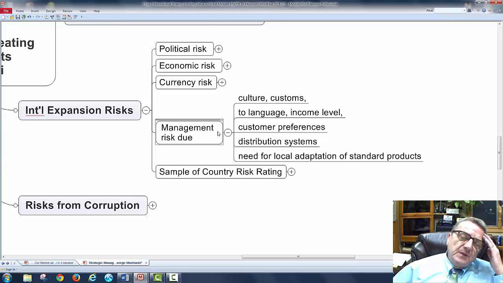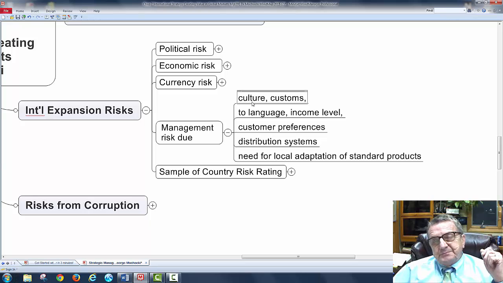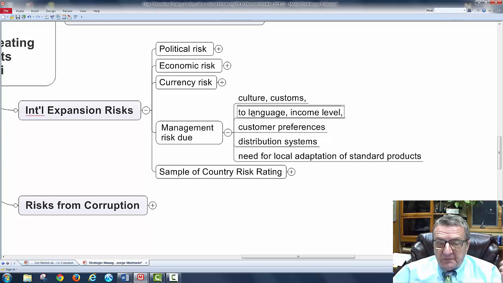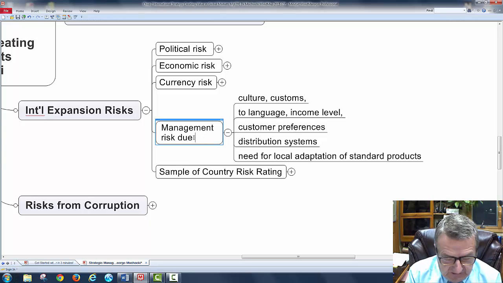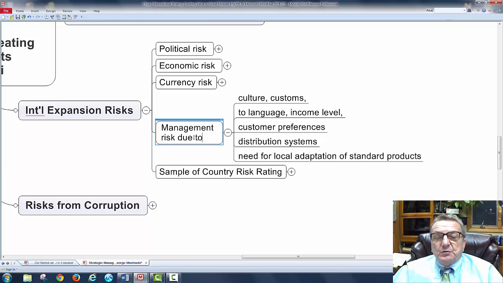Okay, management risk. When I look at management risk, I'm looking at culture. I'm looking at the language, income level. There's a risk to management. I'm looking at customer preferences. So management has to look at the risk and ask, should I go in here? That's why it makes sense. I eliminate a lot due to the customer's preference, distribution systems.